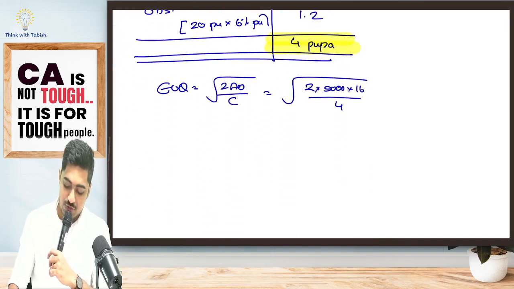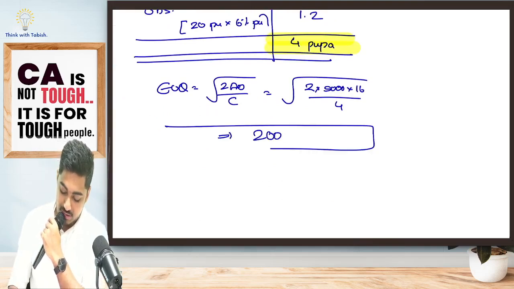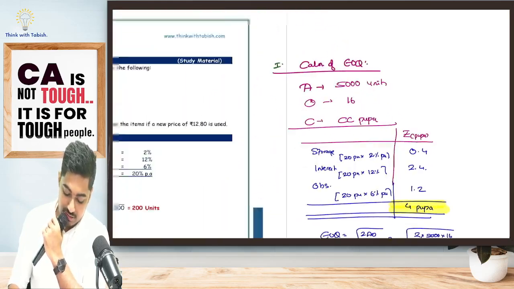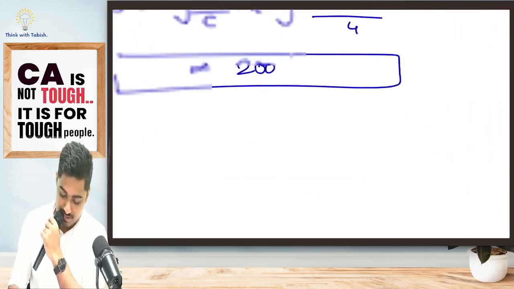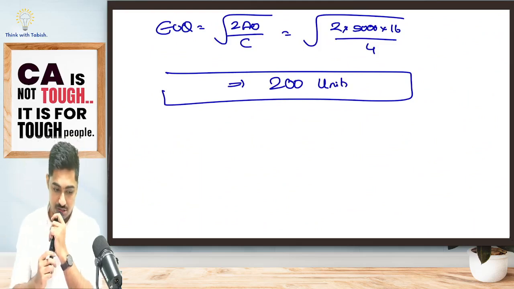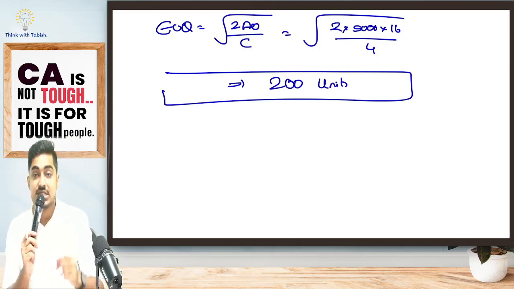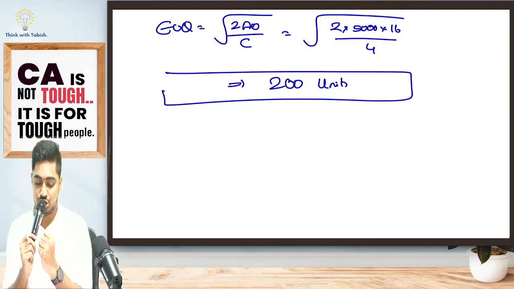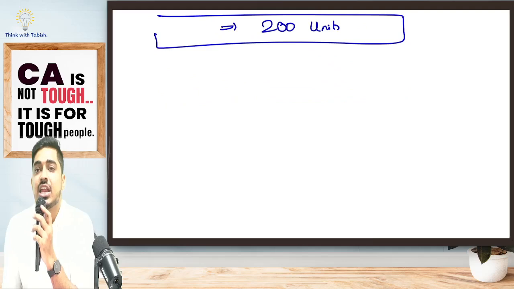How much is my EOQ? Can you guys tell me the value? 200. What 200? Units. Is this clear, everyone? Okay, boss. So first requirement was calculate EOQ. I calculated. Second requirement is calculate my total raw material cost or total variable cost.